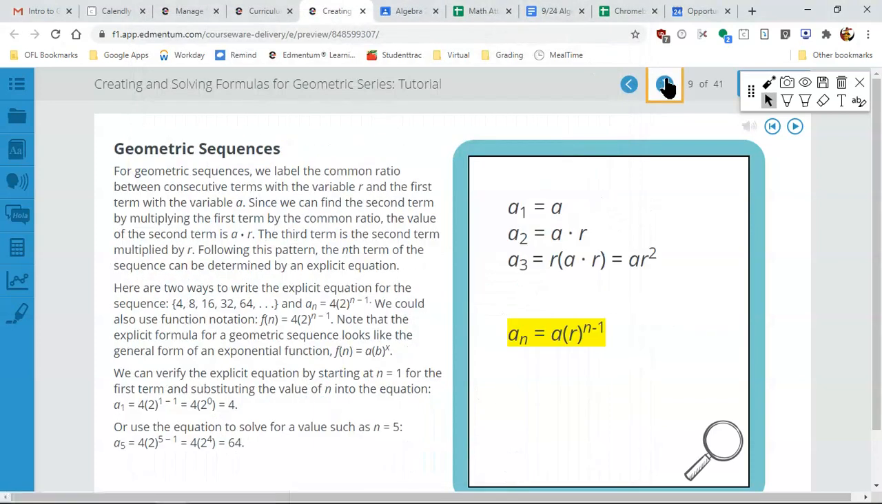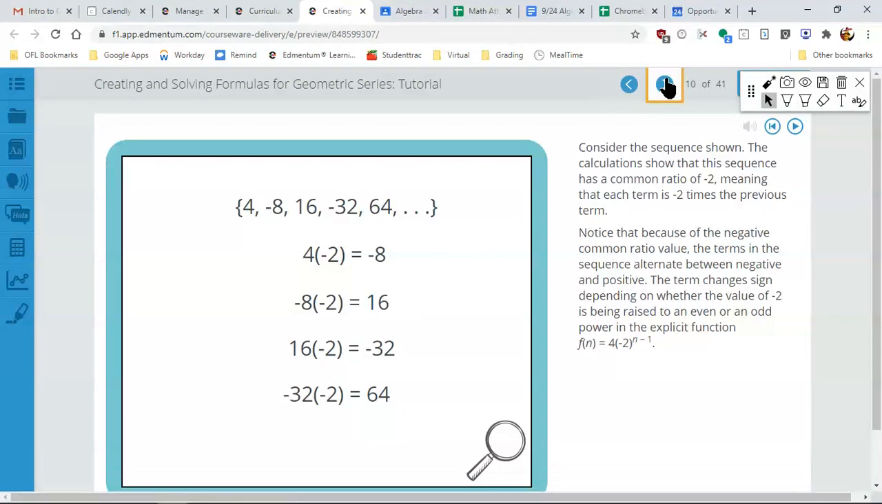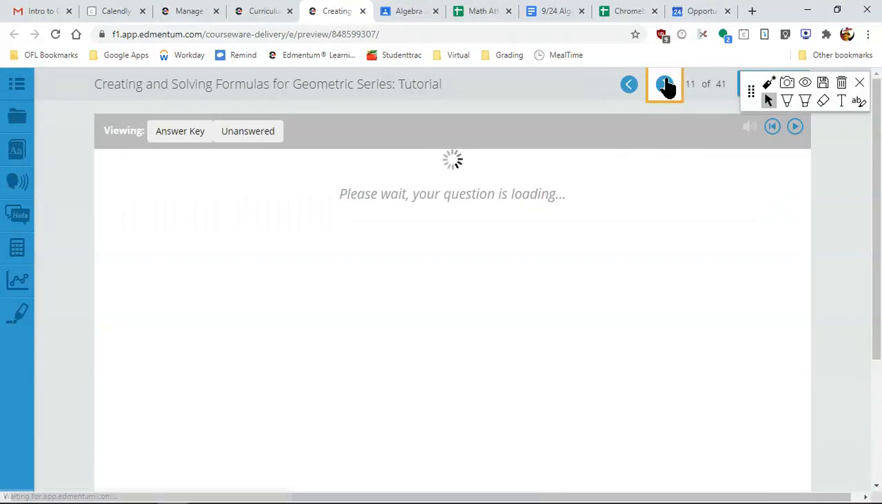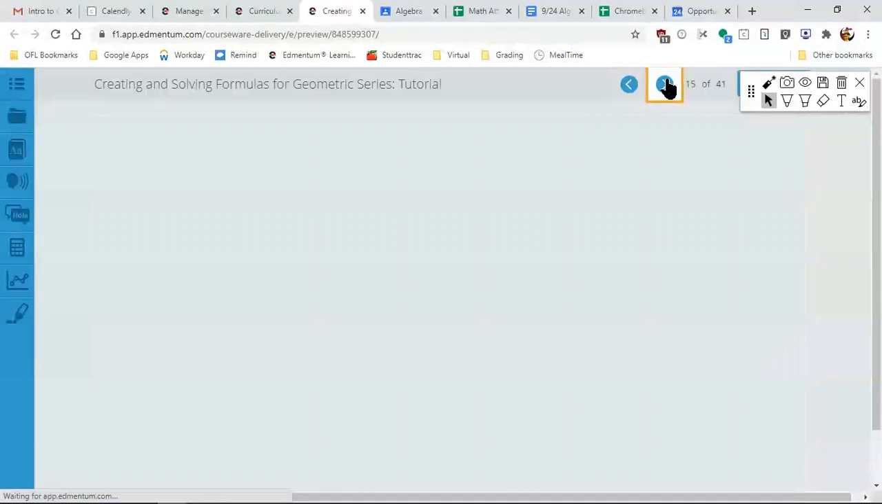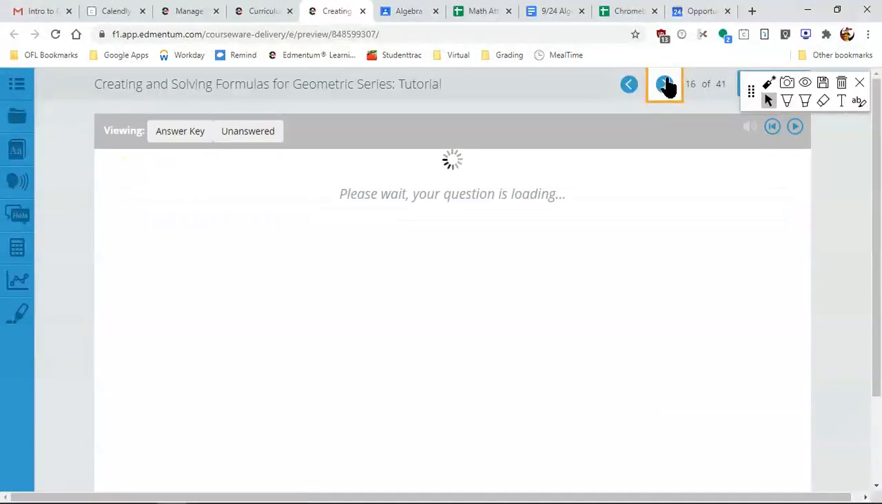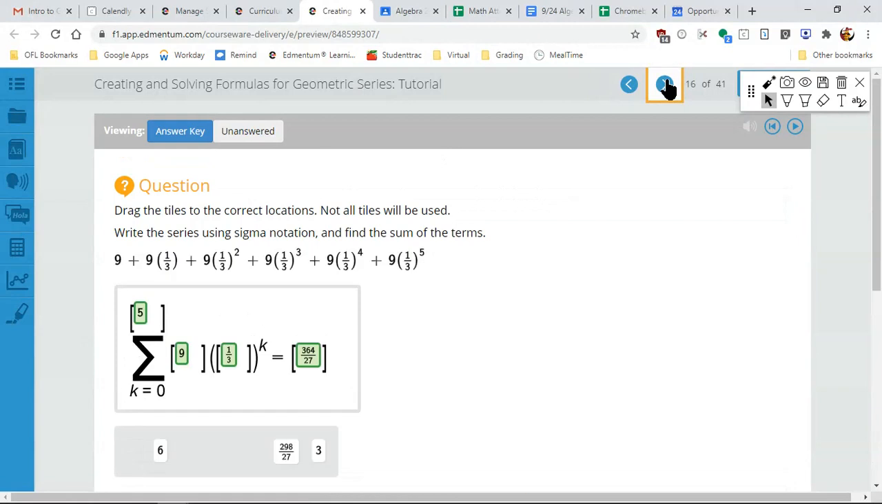So we're going to wrap up geometric series. So this multiplying over and over again. I believe we got to the middle, which was slide 20. Correct me if I'm wrong on the chat.